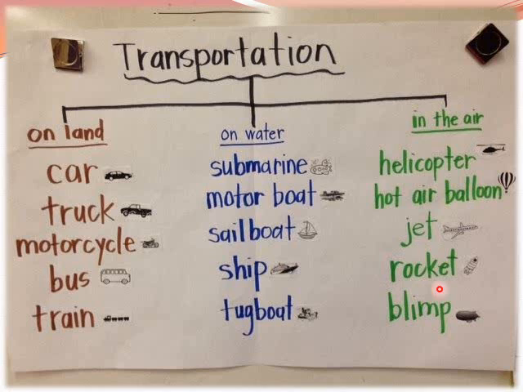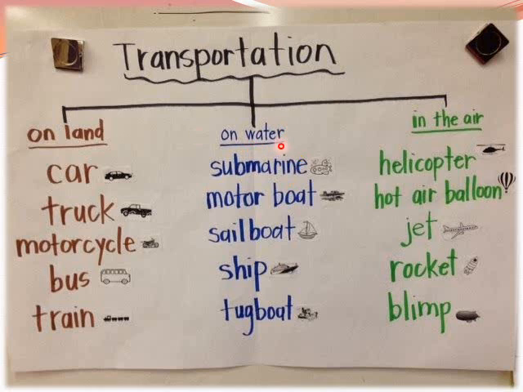Here is the chart of transportation, in which you get to know what kind of transport we are using on land, on water, and in the air to move people or goods from one place to another. On land: cars, trucks, motorcycle, bus, train, and here one thing is missing, bicycle. These are all the things that we use on land or on road to transport material, goods or people from one place to another.